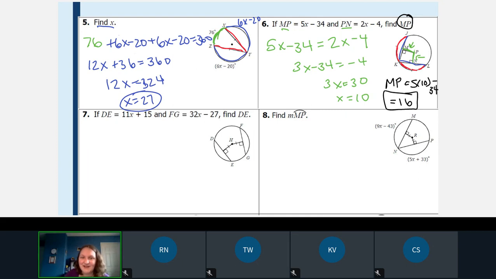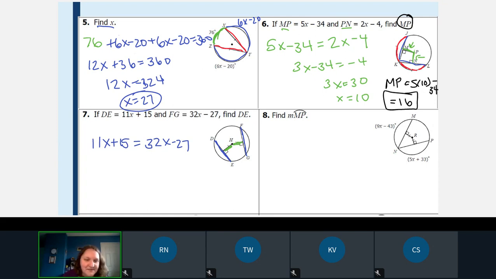All right, let's look at number 7. Number 7, it says DE is this expression and FG is that one. Okay, so DE is a chord and FG is a chord. And the distance from the chord to the center, those are equal. So if the distance from the chord to the center is equal, then the chords themselves are equal. So I can say that DE has to equal FG. Yep, Sybil, you got it. Good job.